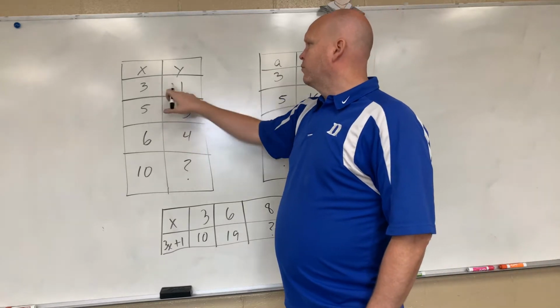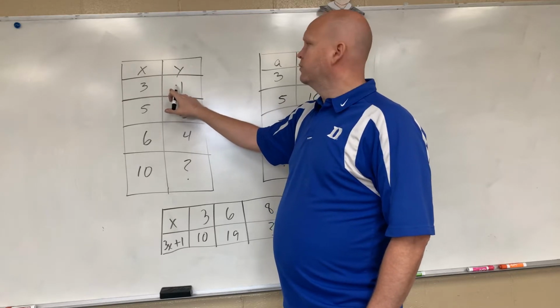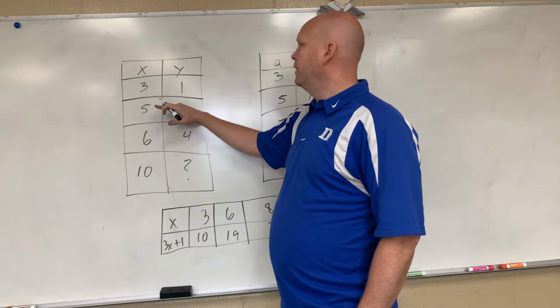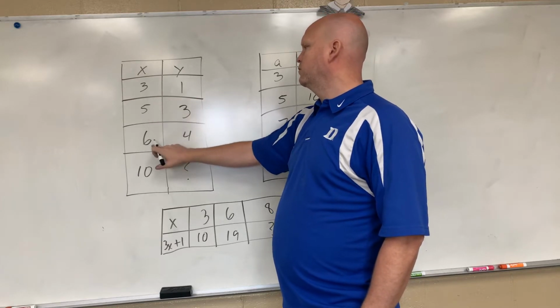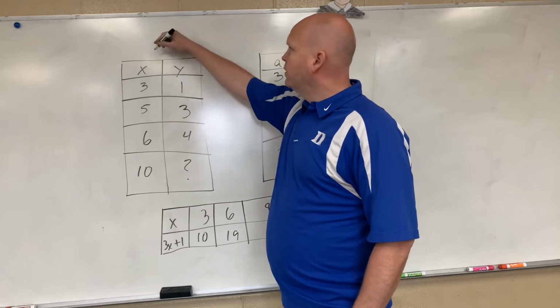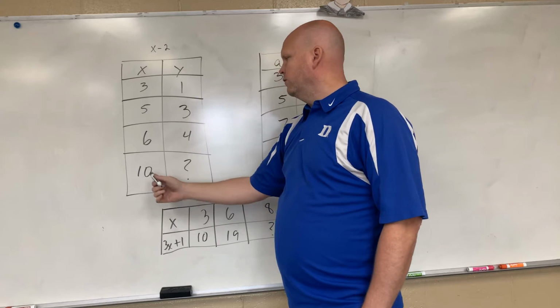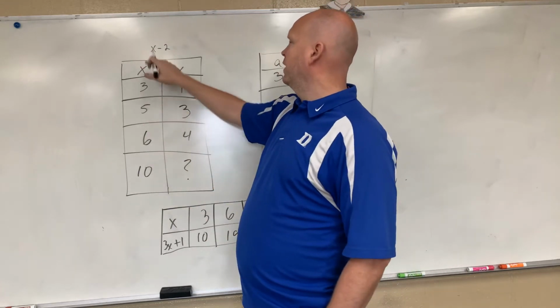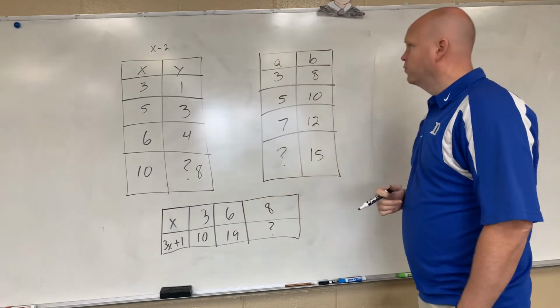So how do I get from 3 to 1? I can subtract 2. And so if that works for this one, I have to try it on the other ones to make sure that that's the right thing. Is 5 minus 2 3? Yes. 6 minus 2 is 4. So it's x minus 2 is the function rule. So to solve it, I would just do 10 in place of x, 10 minus 2, which would be 8. And I've solved the function rule.